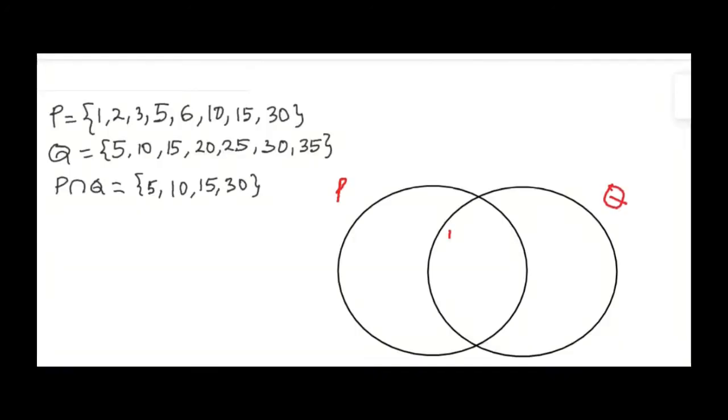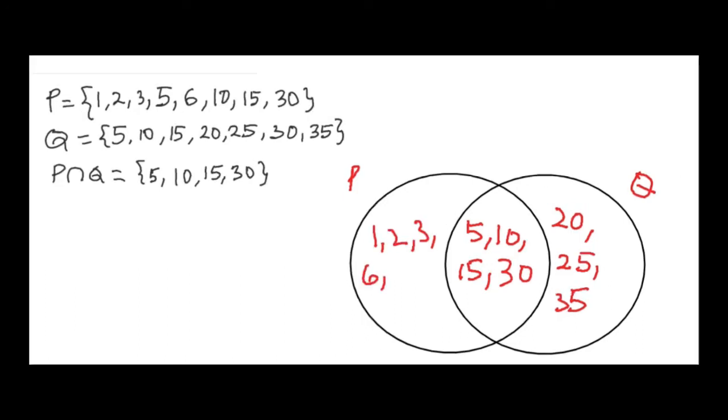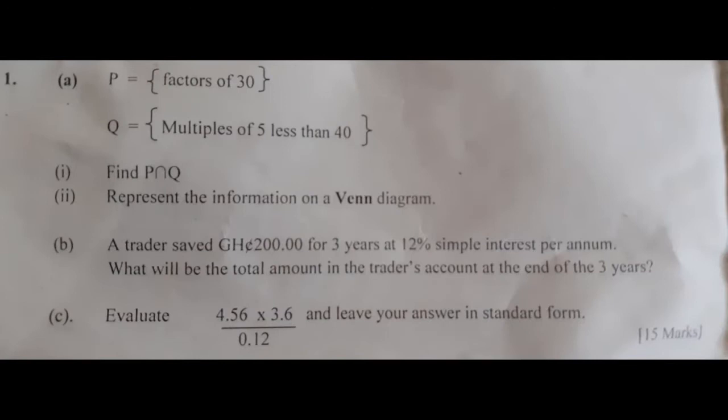And it's a simple Venn diagram for this information. So we put the members of Q there, 20, 25, and 35. And then P, 1, 2, 3, and 6. So we can realize that the members they have in common are the ones we put in the intersection, 5, 10, 15, and 30. So we solve the second question.